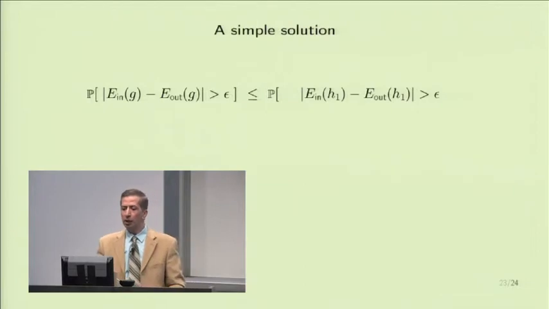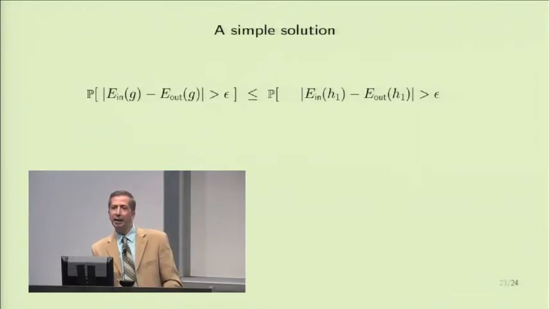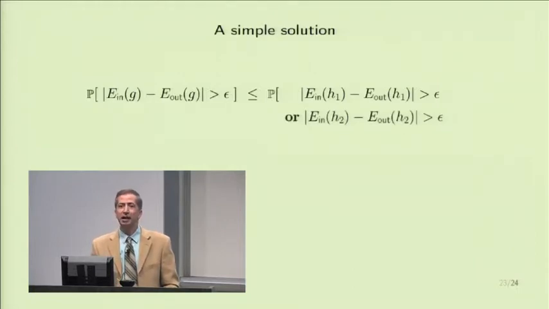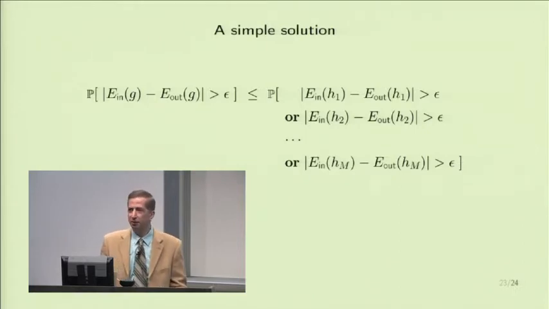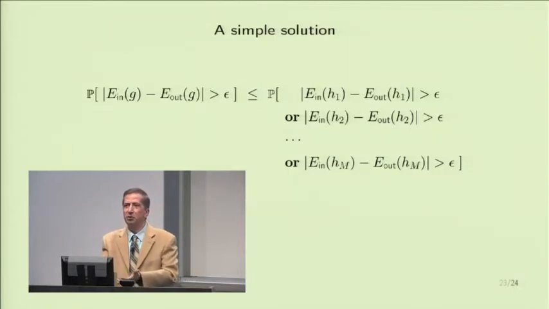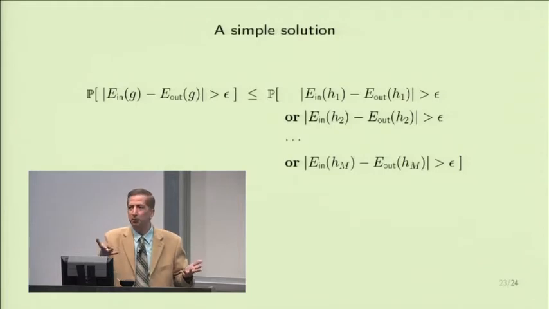Okay? So if you look at what is the probability that the hypothesis you pick is bad, well, this will be less than or equal to the probability that the first hypothesis is bad, or the second hypothesis is bad, or the last hypothesis is bad. That is obvious. Okay? G is one of them. If it's bad, one of them is bad. So this is less than or equal to that. Okay? This is called the union bound in probability.